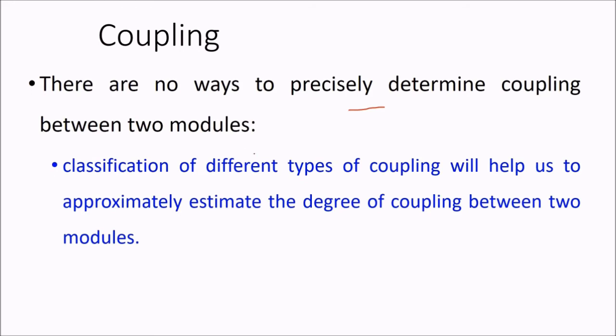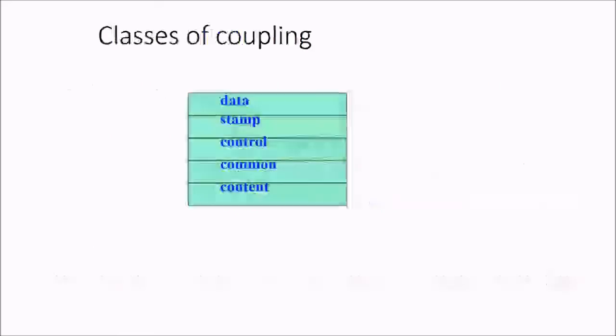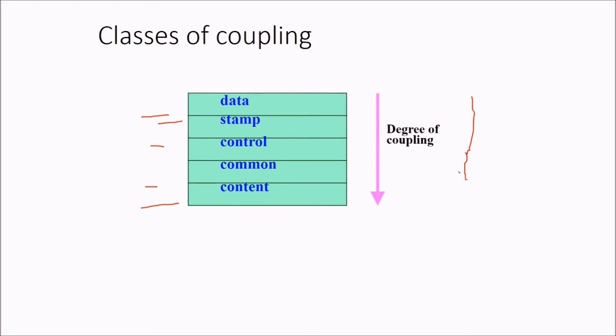There are 5 types of coupling that can exist between any two modules. And what can they be? The classes of coupling are data, stamp, control, common, and content. In this order, the degree of coupling is increasing. So please mind, we want coupling to be as low as possible.